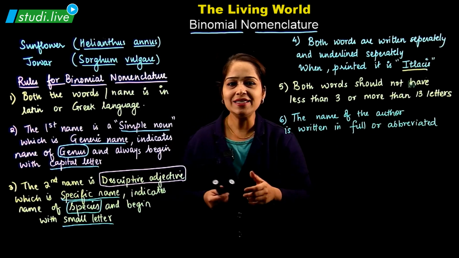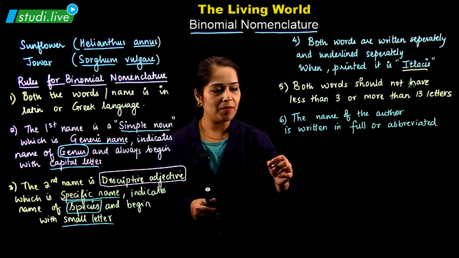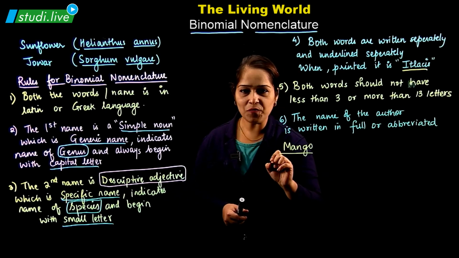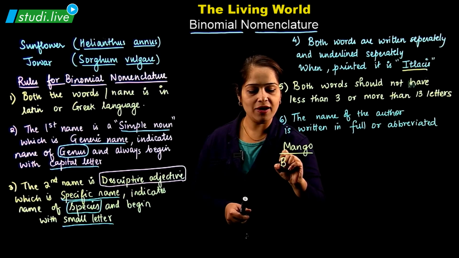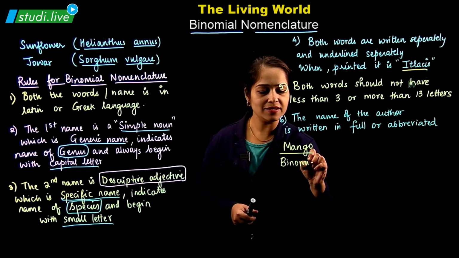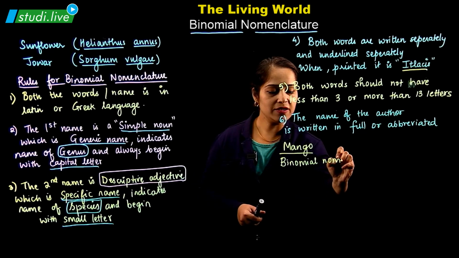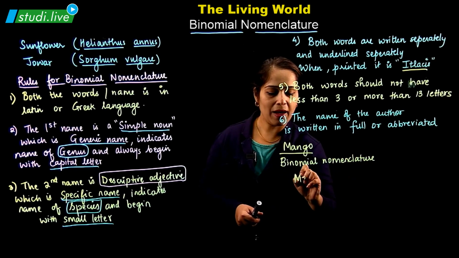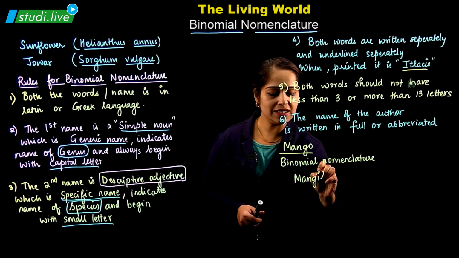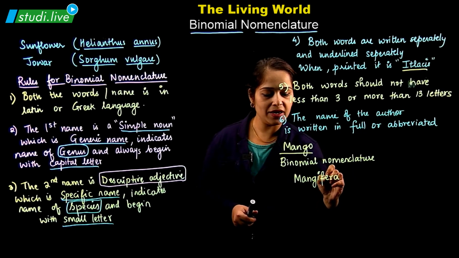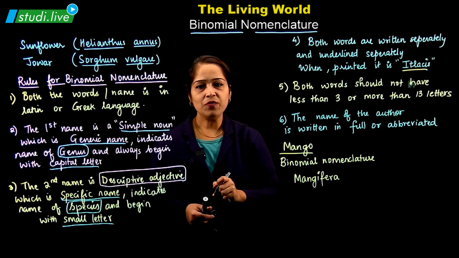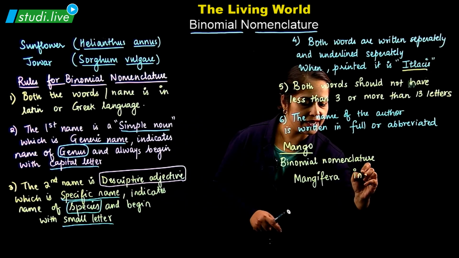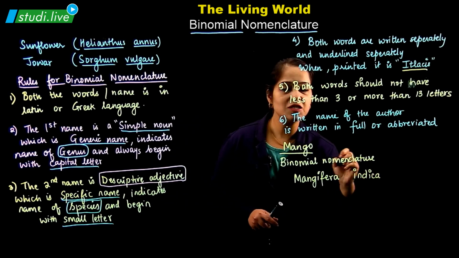Let us use these 6 rules and give the binomial nomenclature for mango. The scientific name for mango is, first, the generic name or the name of the genus, Mangifera. You can see that it begins with a capital letter. Then the species name is indica.